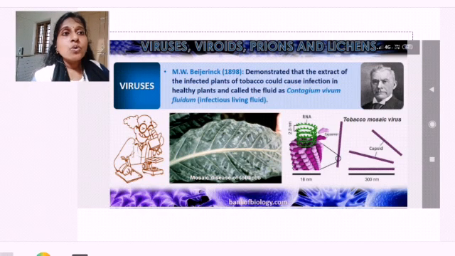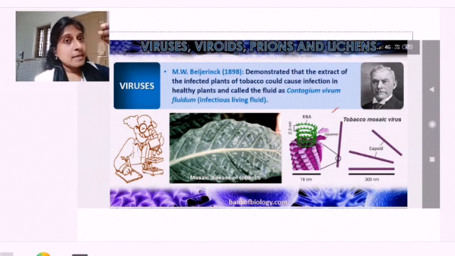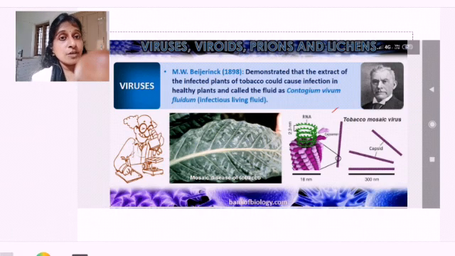So, they are producing something because of which it is spreading from one person to another. He demonstrated that the extract of infected tobacco plants could cause infection in healthy plants. And for what he had discovered, he gave the fluid the name Contagium vivum fluidum, which means infectious living fluid. Viruses were given the name infectious living fluid.